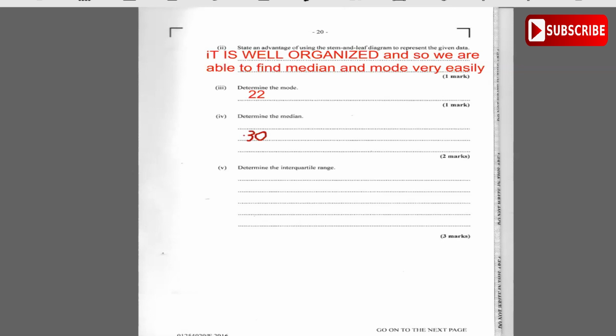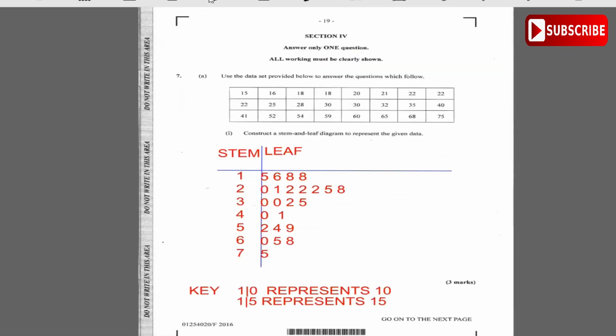Then it says to determine the interquartile range. So for the interquartile range, we need to find the lower quartile and the upper quartile. Now the lower quartile: if we're separating the data in half, the first 12 stop here, and the next 12 go here. So you have 1, 2, 3, 4, 5, 6, 7, 8, 9, 10, 11, 12. Looking at this first half, determine the middle, which is between the 6th and the 7th term.